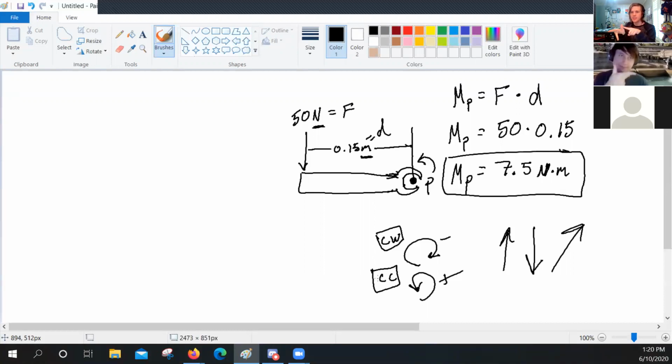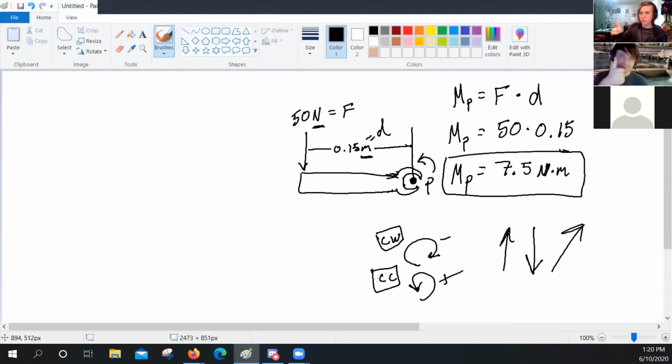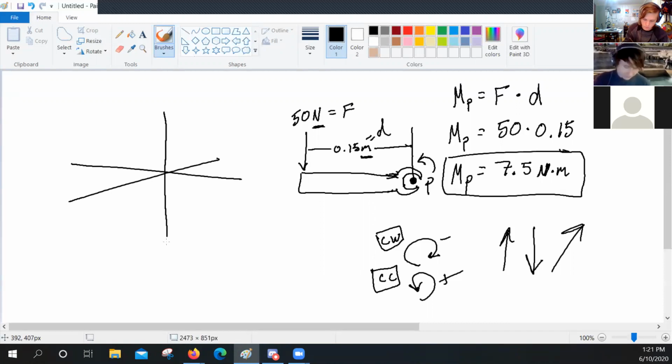If you take your hand, which I have a drawing glove on right now, and you curve your fingers in the way that the moment is going, it'll point the direction on the axis that moment is about. So here, I'll draw this on the screen. If we have our coordinate system here, where this is X, this is Y, and this is Z.